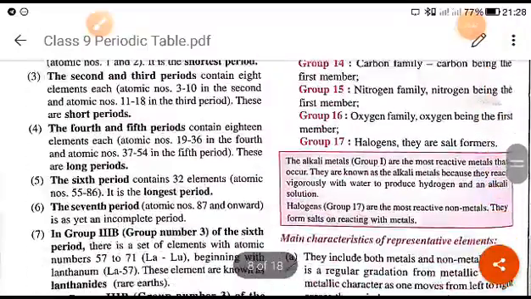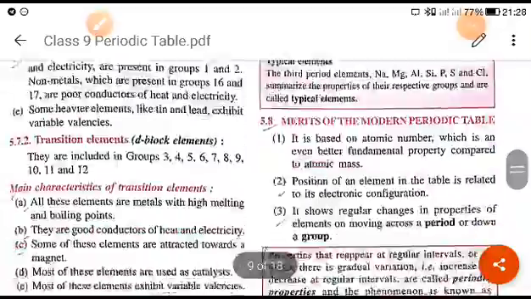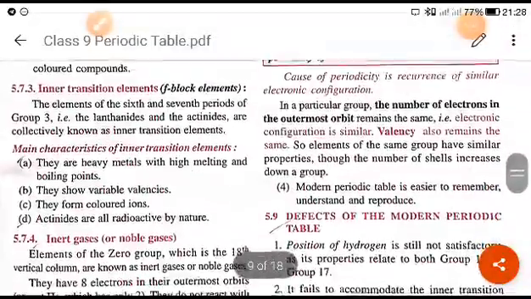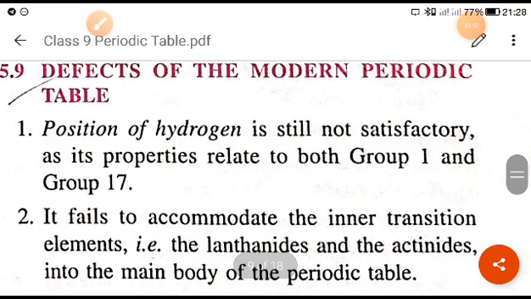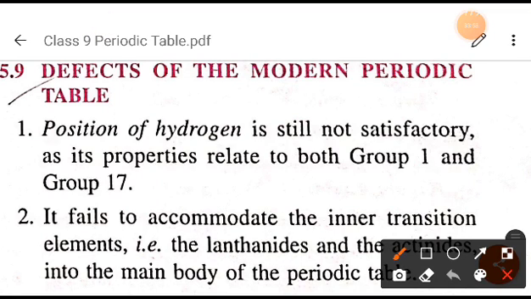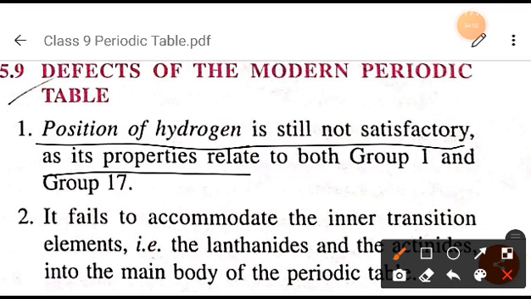Now we will see some of the defects. We know that everything which has merits also has demerits. The first demerit is the same one that was with the Mendeleev periodic table. What is the position of hydrogen? The position of hydrogen is still not satisfactory, as its properties are related to both group 1 and group 17.